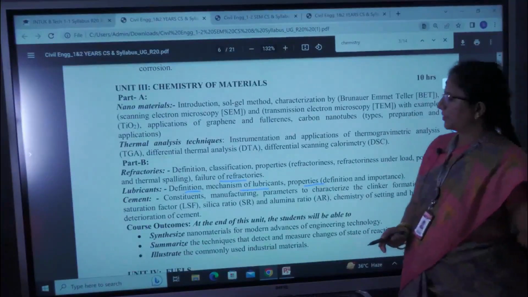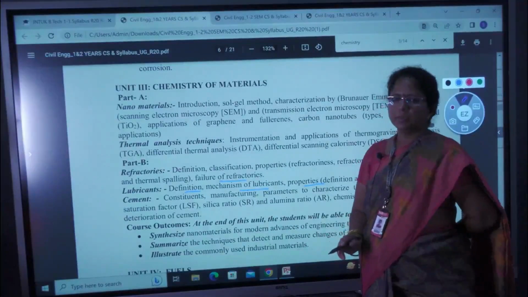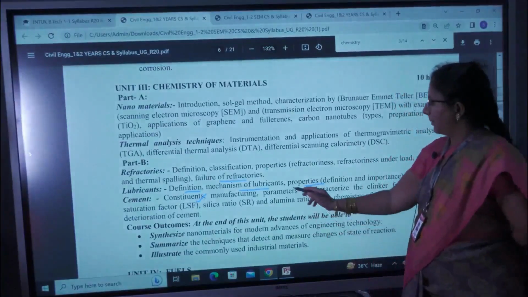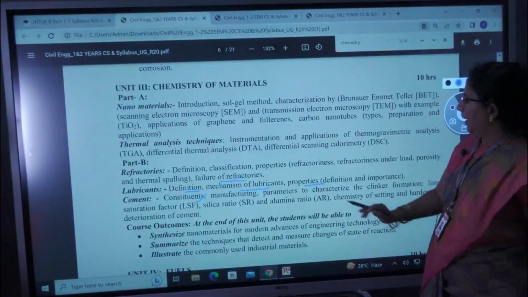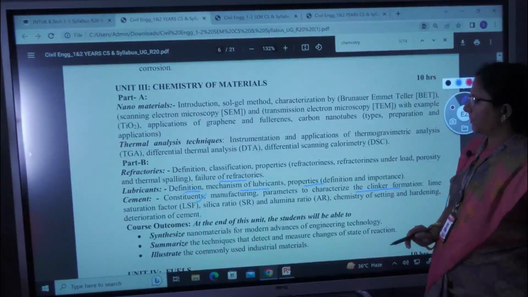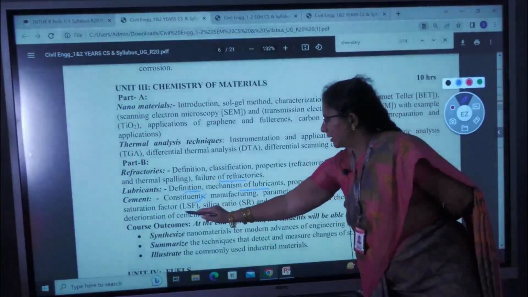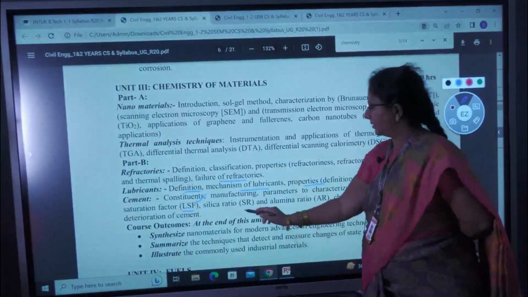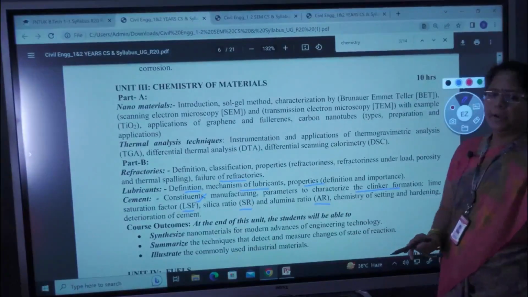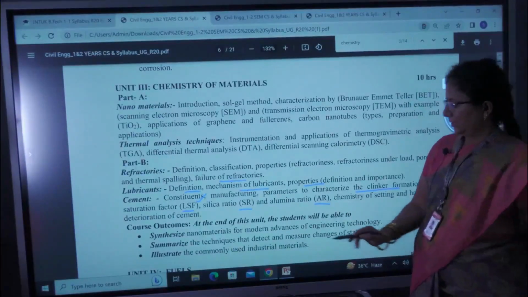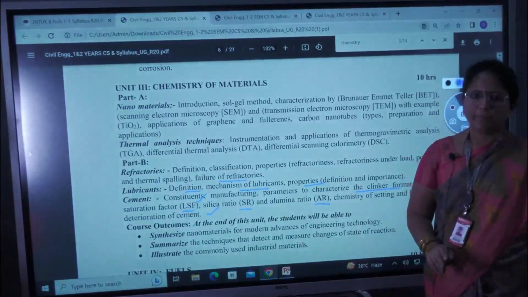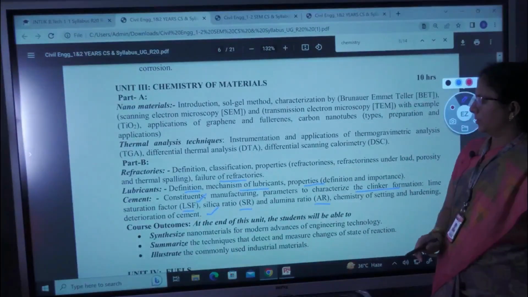And the last topic of this unit is cement. In cement we will discuss the various constituents of cement, the manufacturing process of cement and the parameters to characterize the clinker formation. The parameters are lime saturation factor, silica ratio, alumina ratio, chemistry of setting and hardening, and next we will discuss the deterioration of cement.